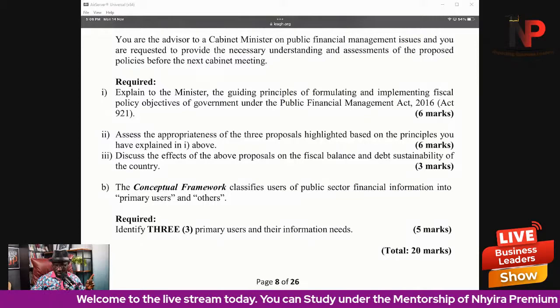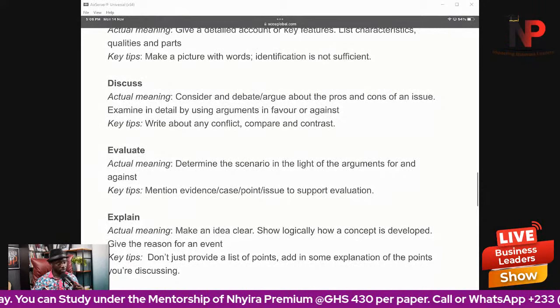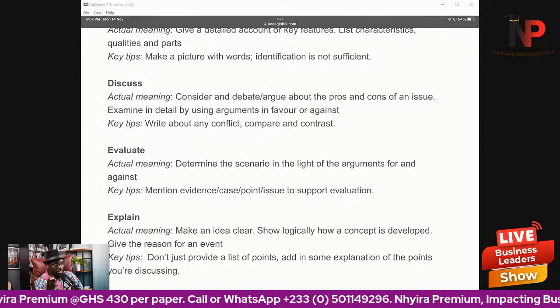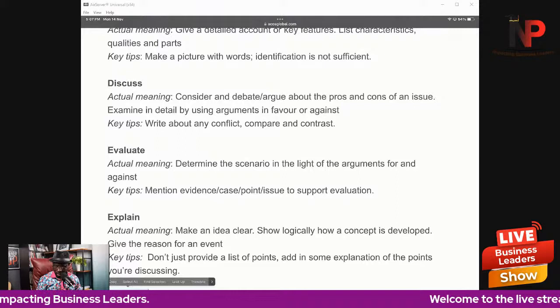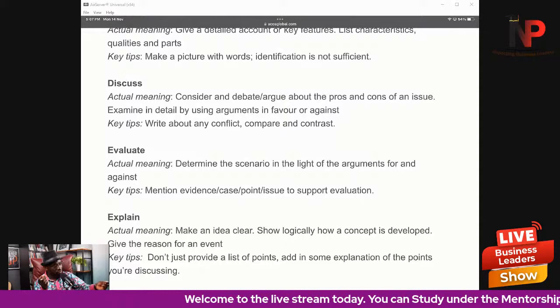Discuss. What does that mean? Like we just said, it means that you are supposed to argue. You examine in detail by using arguments in favor or against. So it is 3 marks, but you need to ensure that you write. The key tips here: you write about any conflict, compare, and contrast.